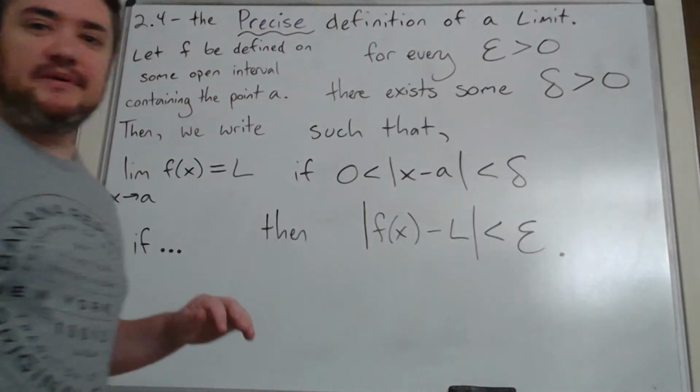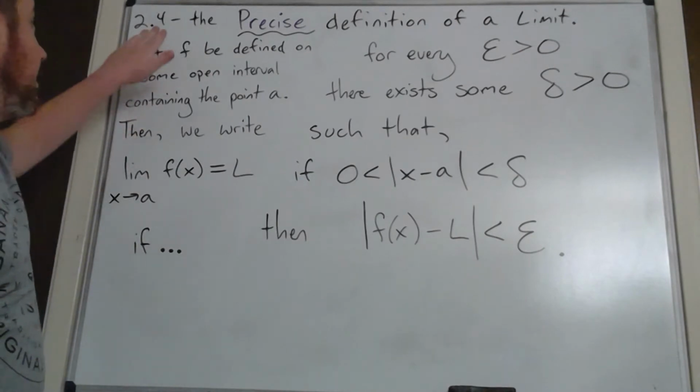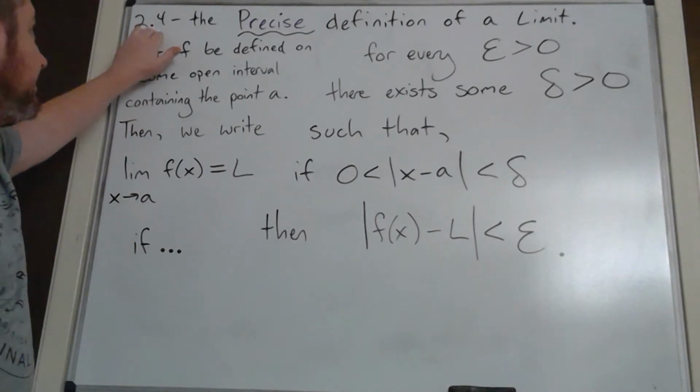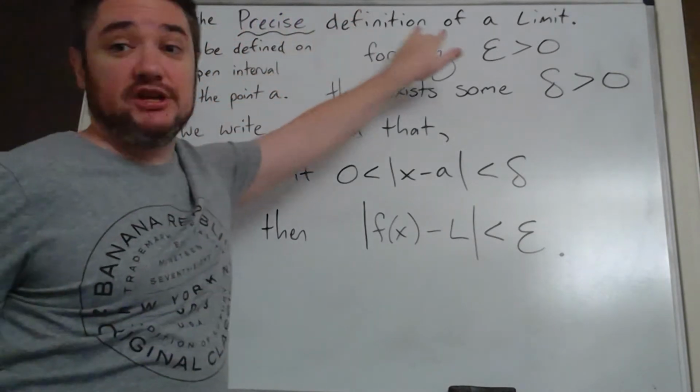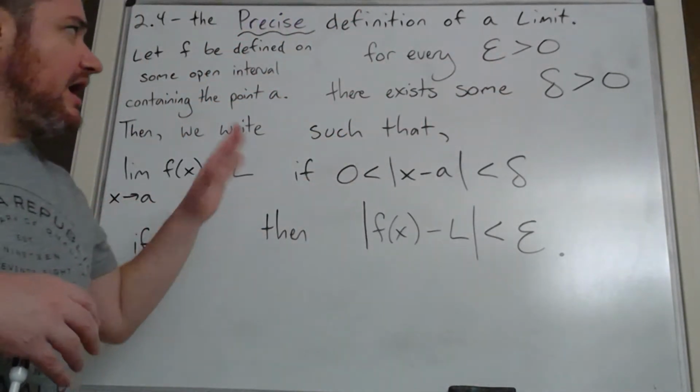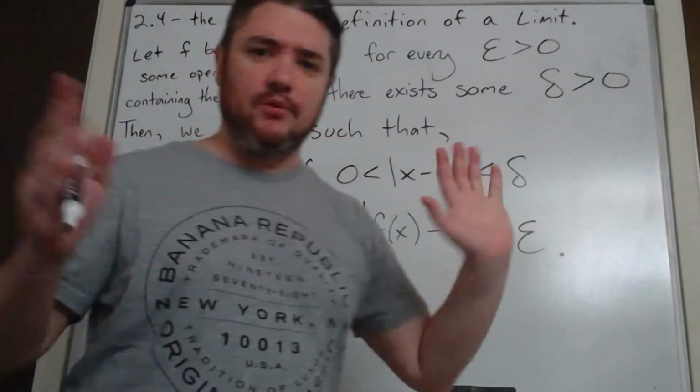All right, folks. What I'm going to do in this video is discuss section 2.4 from the textbook. All right, section 2.4, the name of it is the precise definition of a limit. Okay, so I wrote it all up there. It's kind of wordy, so don't worry about it right now.